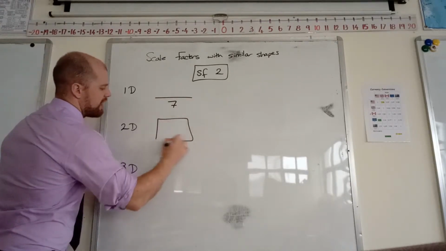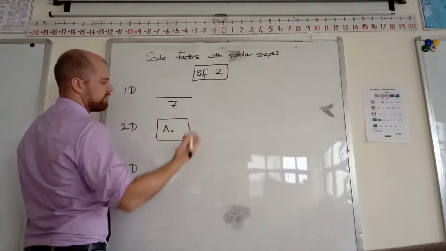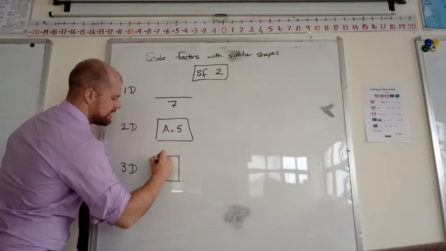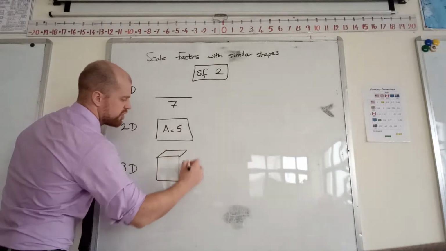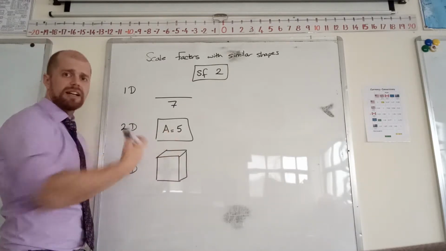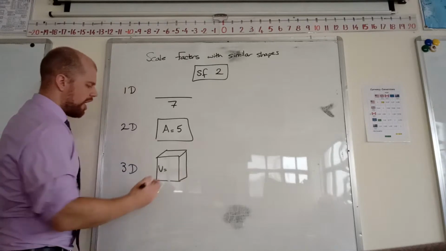In 2 dimensions we're going to have a square, and that's going to have an area of, let's say, 5, and we're going to have a 3D cuboid or cube or shape. It doesn't really matter. It can be any shape at all, and actually this doesn't have to be a rectangle, it can be anything. And we're going to have the volume equals, let's say, 3.